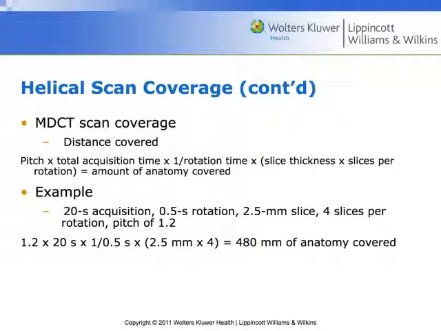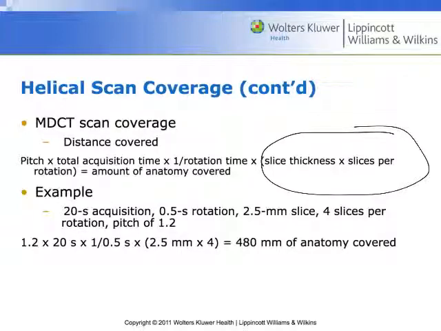Again, for MDCT, I'm going to need to account for the fact that it has a multi-detector array, so I'm going to multiply the slice thickness times the amount of slices in the detector. It's essentially the same formula, but with the addition of this one step here, slice thickness times slices per rotation, to account for the fact that it's a multi-detector array.